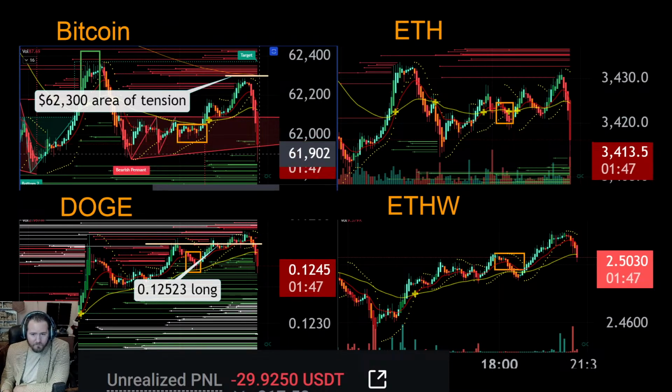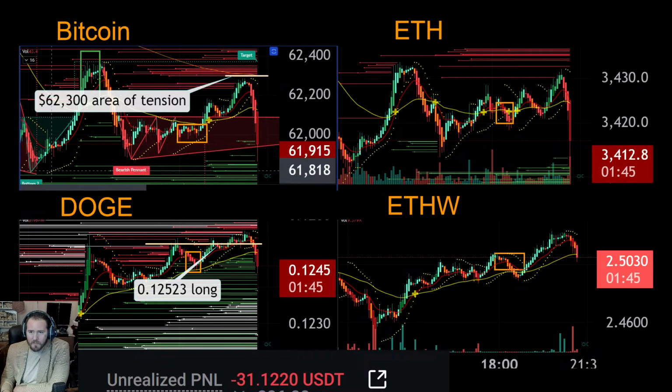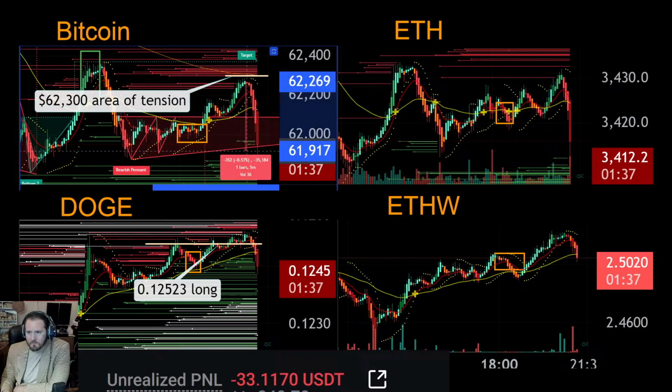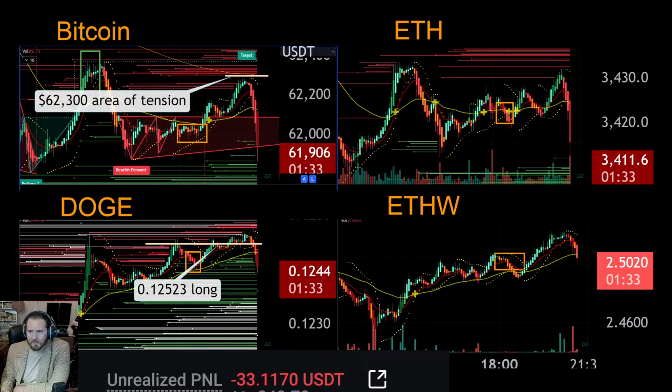But I think it's too late for me to hedge my position right now if I wanted to do a Bitcoin short. It could be too late, but what's that saying? Better late than never? Because this is not even down 1%. It's late, but not super late.